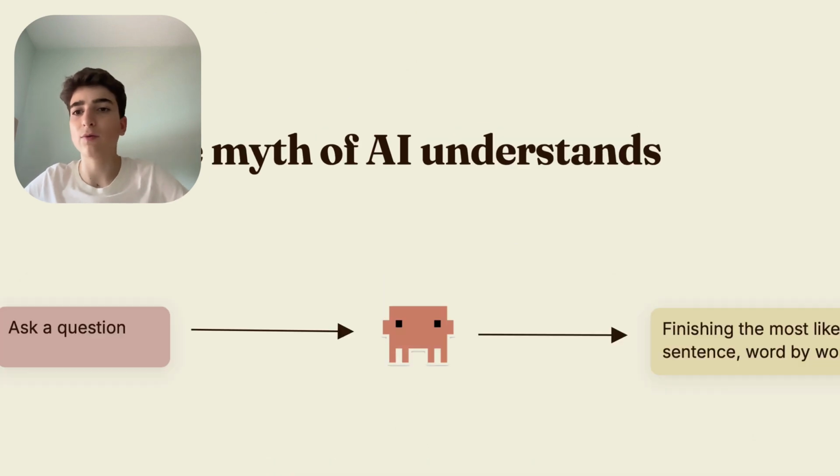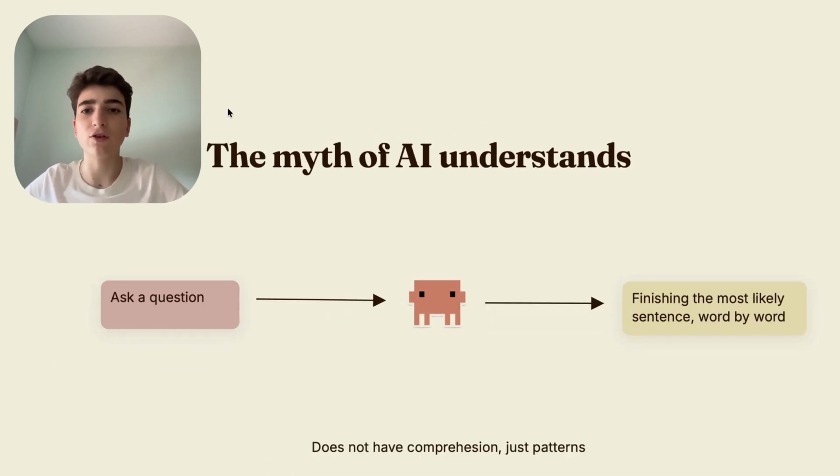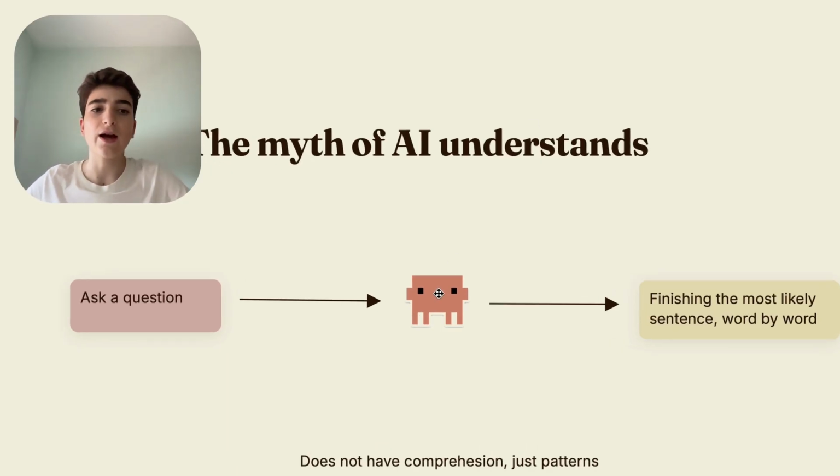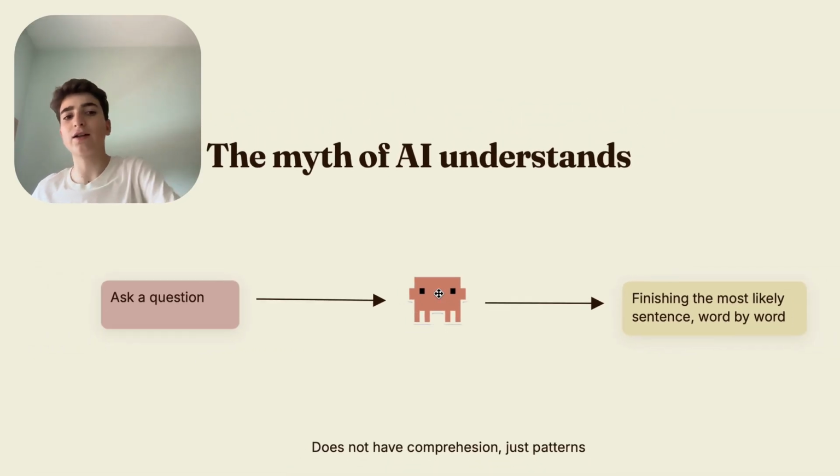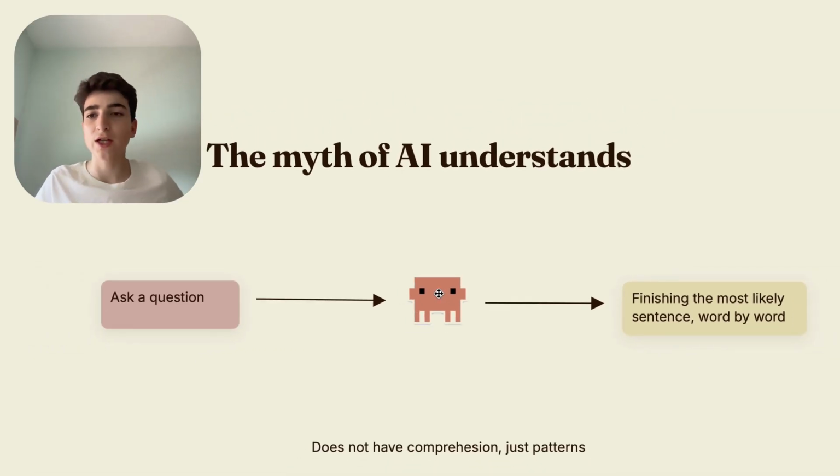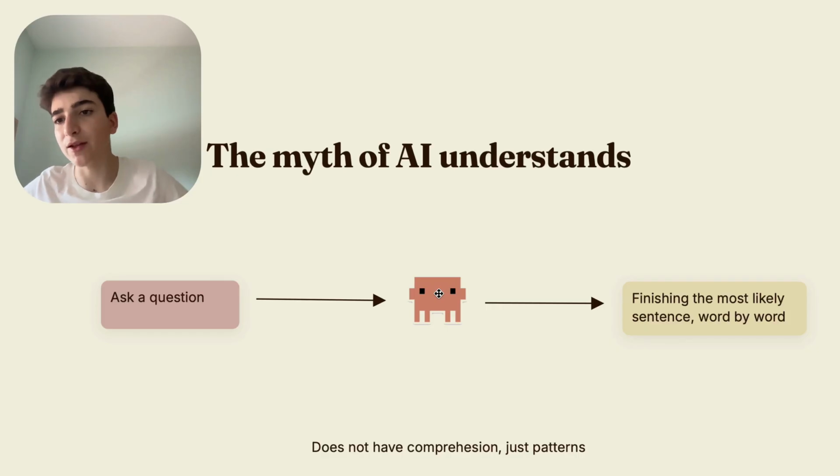Then we're talking about the myth that AI understands, but that's not how it works. You ask it a question, you give it a prompt, you send a message to Claude in here, and it finishes the most likely sentence. Word by word is what we talk about, that it predicts. It does not understand. It just predicts the next word.